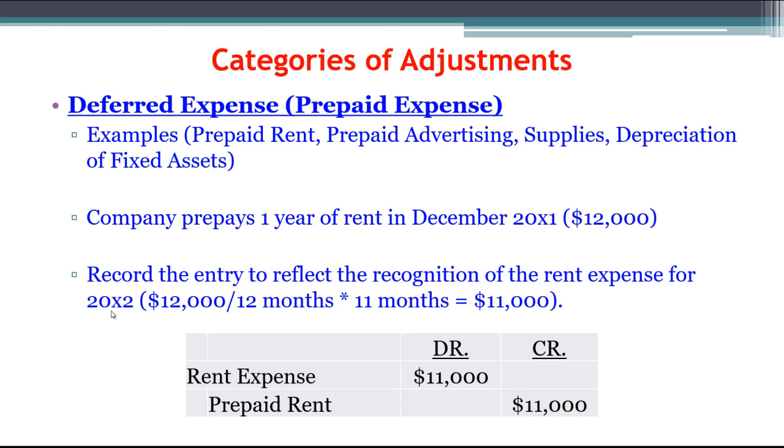Now, in year 2, we have the other 11 months to use, the $11,000. It's the same debit, same credit. It's just a different dollar amount now.